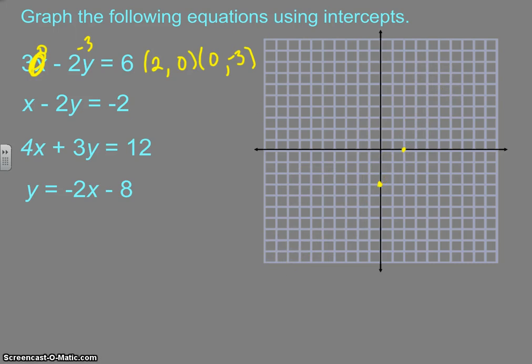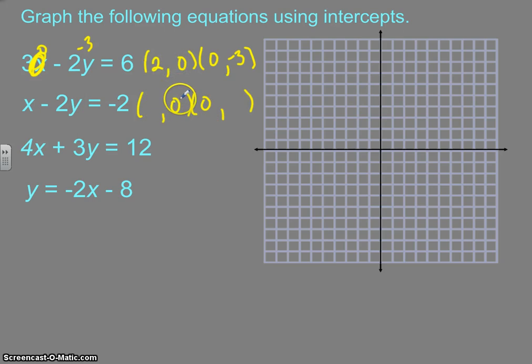Okay, let's get out of that, and let's do the next one. Okay, again, I'm going to find 2 points, both intercepts. I'm going to find the x-intercept. Well, where the x-intercept, y is 0. I'm going to find the y-intercept. That means x is 0 in this one.